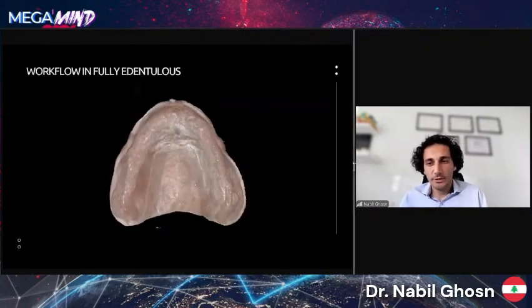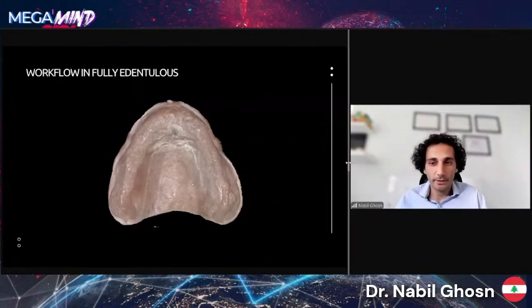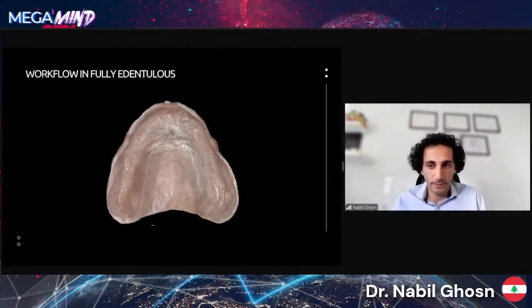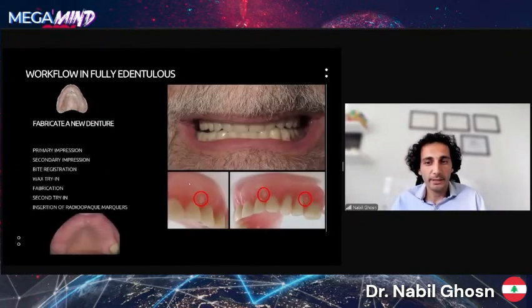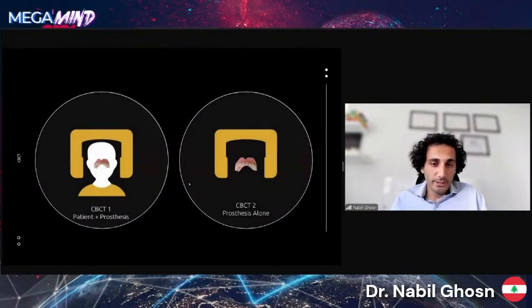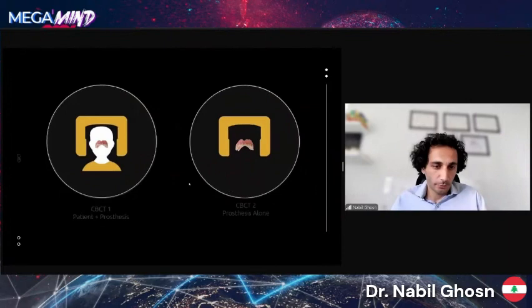So, in fully edentulous patients, we generally have to prepare the patient for the dual scan protocol. And if the patient doesn't have a previous denture, we have to fabricate a new one. And that requires all those clinical and lab steps in order to do it. And finally, add those radio-opaque markers that will be used for the superimposition. And following this, we'll have to do 2 CBCT scans with the dual scan protocol.